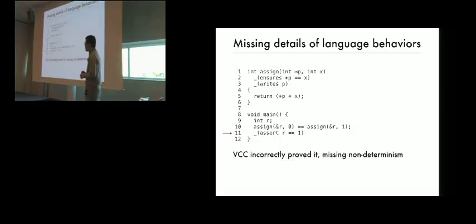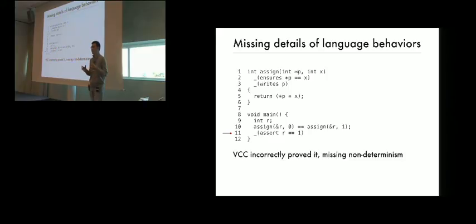Let's look at another program. We have an assignment function, which takes two arguments and assigns the second argument's value into the first argument's location. And in the main function, we call this assignment function with the same variable r with different values, 0 and 1. And the question is, what's the final value of r in the end? Well, it depends on which evaluation order was taken in line 10. If the first left-hand side is taken first, then r becomes 1 in the end. Otherwise, r becomes 0.